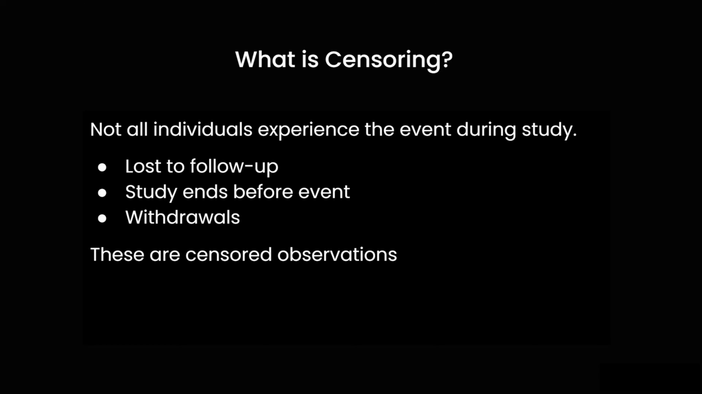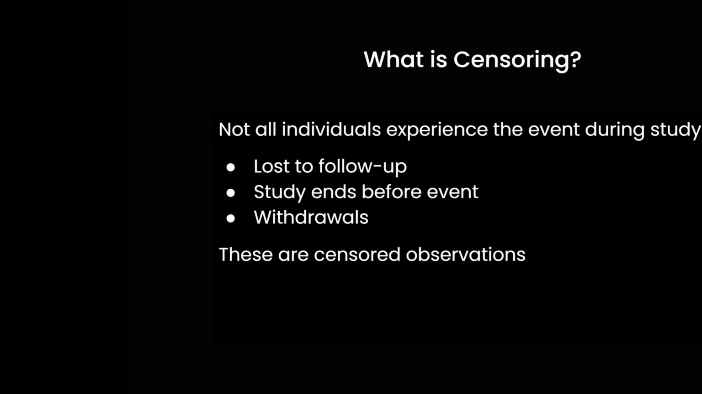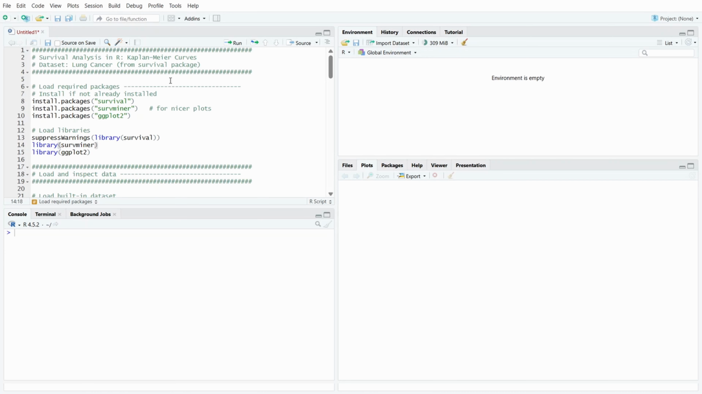Now let's walk through how to go about this in R. In this analysis, we'll walk through how to perform survival analysis using Kaplan-Meier curves in R using a real-world lung cancer dataset. This type of analysis is widely used in public health to understand how long it takes for events like death, recovery, or relapse to occur.